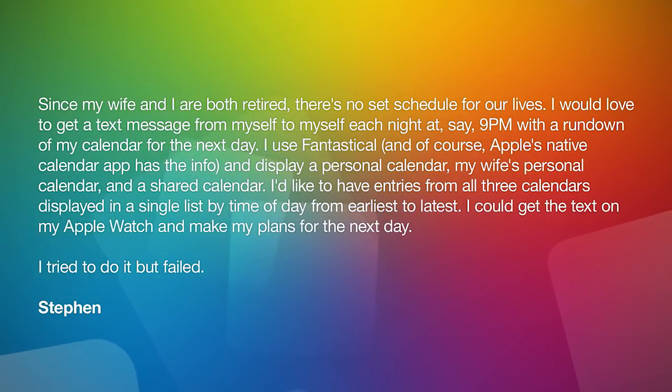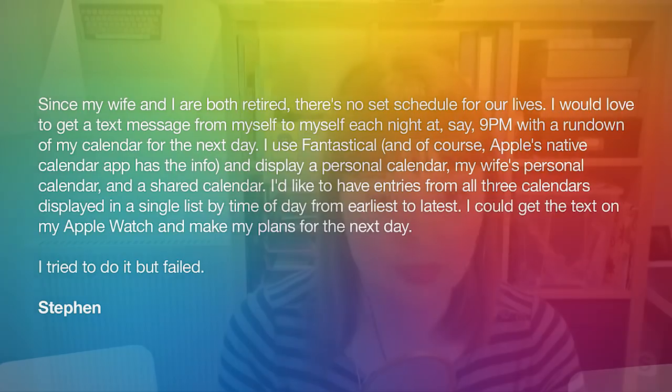I use Fantastical, and of course, Apple's native calendar app has the info. And I display a personal calendar, my wife's personal calendar, and a shared calendar. I'd like to have entries from all three calendars displayed in a single list by time of day from earliest to latest. I could get the text on my Apple Watch and make my plans for the next day. I tried to do it, but I failed. Well, I'm not surprised, Stephen, because this could be quite complicated depending on how you're trying to do it.